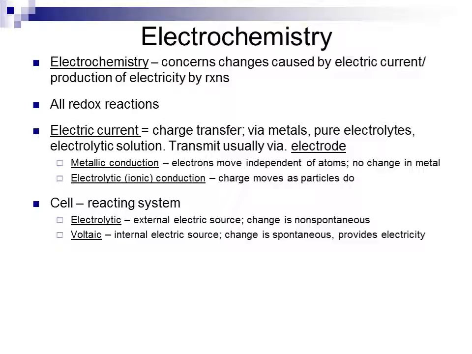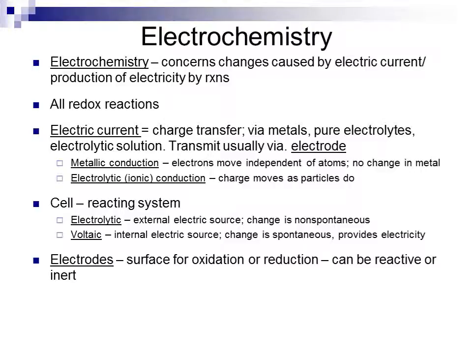A voltaic cell has an internal electrical source. And this comes from a spontaneous process where spontaneous production of electrons occurs. And a voltaic cell will actually produce electricity, while an electrolytic cell consumes electricity. So a voltaic cell can be used to power an electrolytic cell.